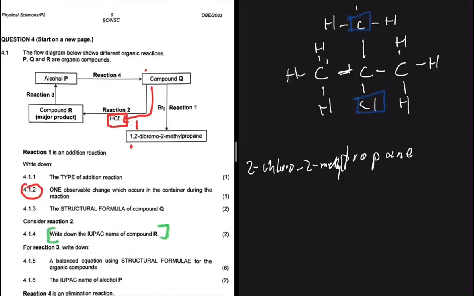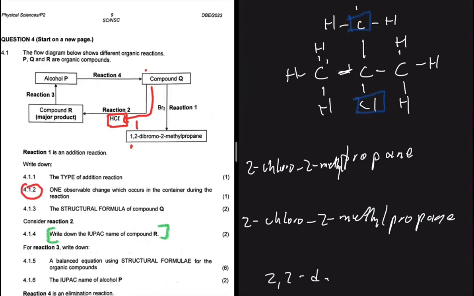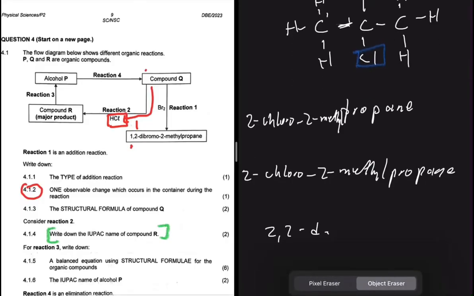It's easy to make a mistake when you're naming, so let me make sure I'm not making any mistake. On the second carbon, I have chloro, and on the second carbon again, I have methyl, and then propane. We don't have to separate our letters with a dash. This looks fine because I cannot say 2,2-di-something, because I have a chloro and a methyl. If I had two methyls, I would say dimethyl. If I had two chloros, I would say dichloro. But this one is just going to be like this.